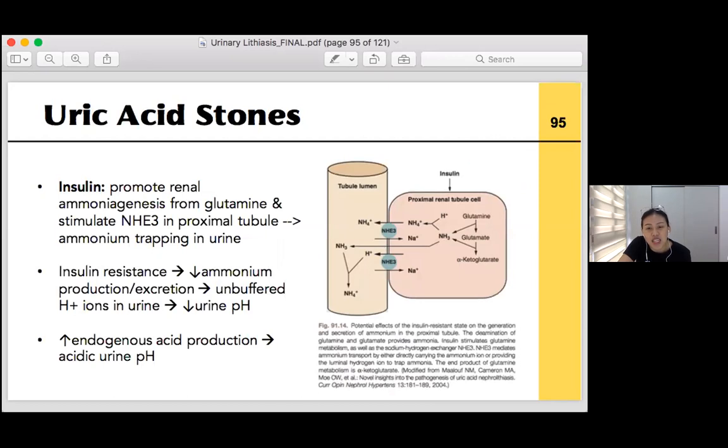However, it can be because insulin promotes renal ammoniogenesis from glutamine and also stimulates the NHE3 in the proximal tubule, therefore leading to ammonium trapping in the urine. So impaired ammonium production or excretion as a result of insulin resistance could leave hydrogen ions unbuffered in the urine and therefore lead to a reduction in the urine pH.